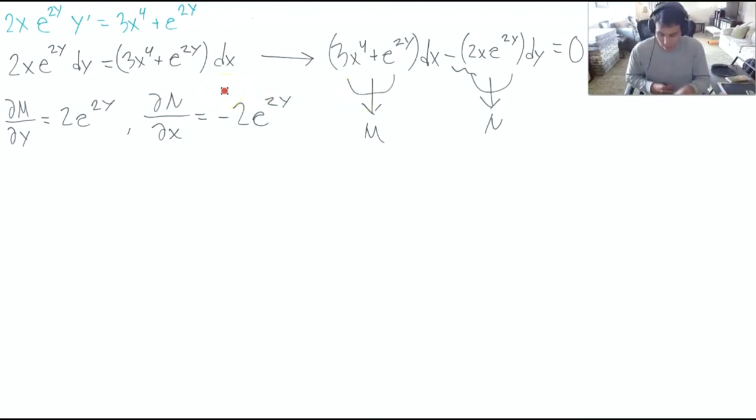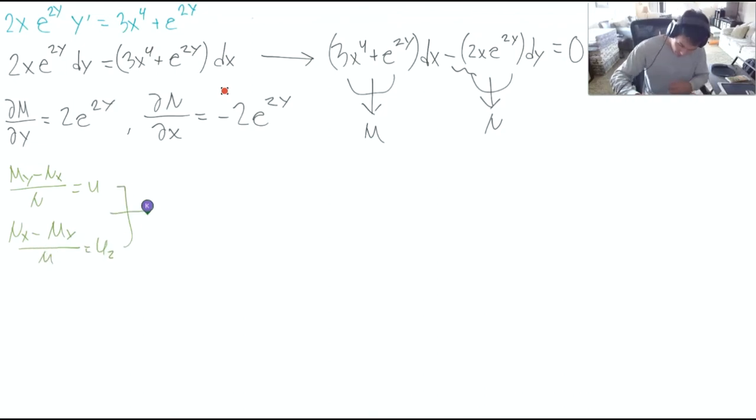Great. We got to use a formula. Formula goes, I'll write in green, is we go M with respect to y minus N with respect to x divided by N, and we'll call this u. And then where we go N with respect to x minus M with respect to y divided by M, and we'll call this u2. And then what we do is we either go like this, u du, but it's really going to be u as a function of x or y. I'm just writing u du just for the sake of this. And then we multiply by e, and that's our integrating factor.